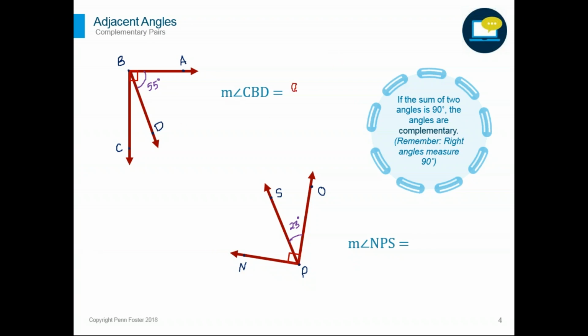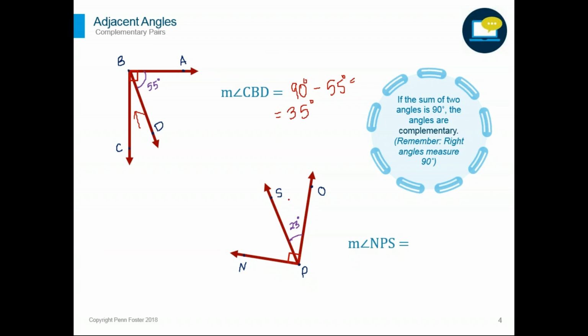So 90 degrees minus the known one, which is 55, will give you the measure of this angle. It's a simple subtraction, and that will give you the measure of this angle, which is going to be 35 degrees. The same way, this angle is given as a right angle divided into two different angles.